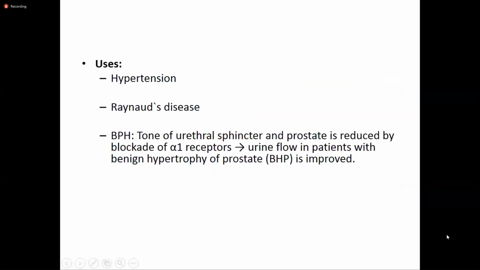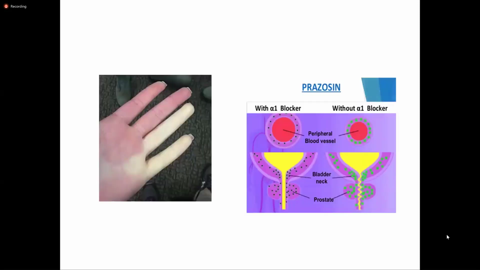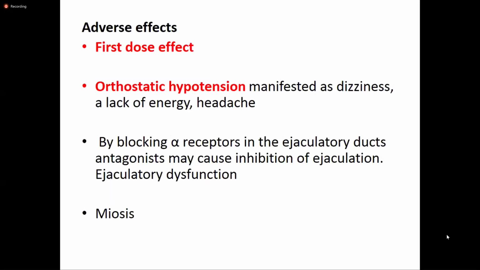So these are the main uses of selective alpha-1 blockers: in the treatment of hypertension, peripheral vascular disease or Raynaud's disease or phenomenon, and benign prostate hyperplasia. And the adverse effects of these alpha-1 blockers include the first dose effect.